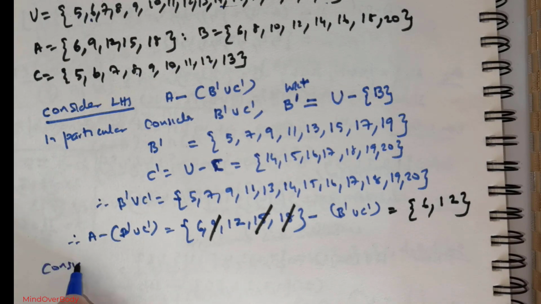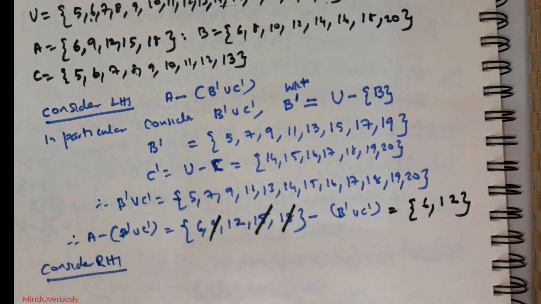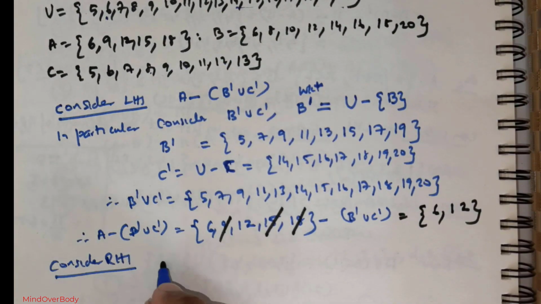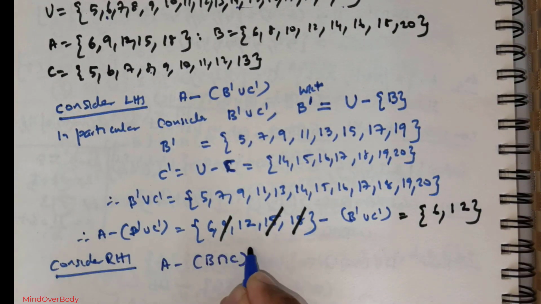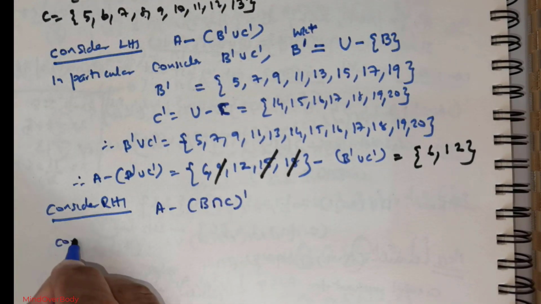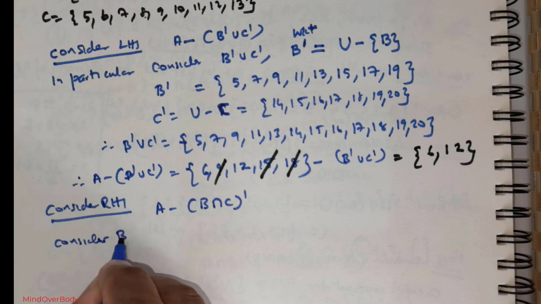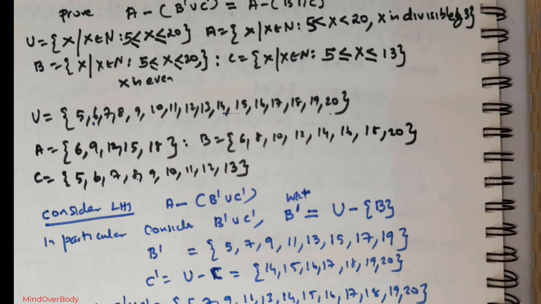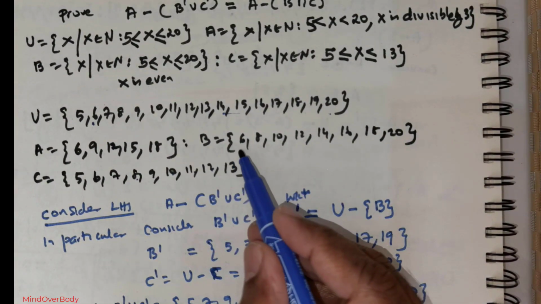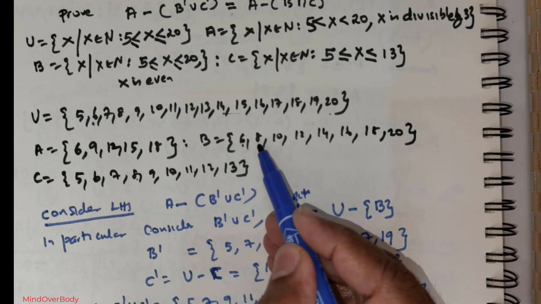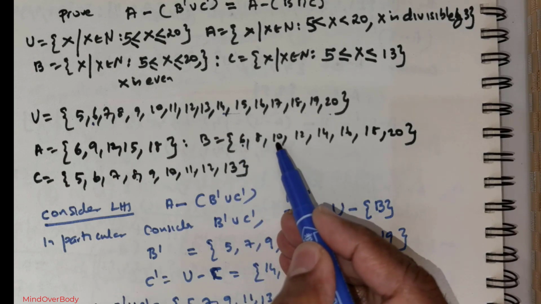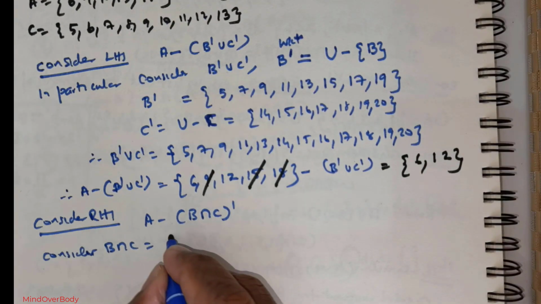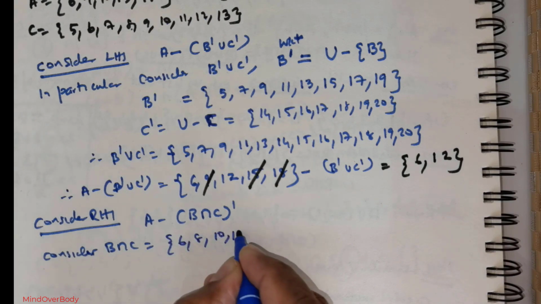Consider the right hand side. So what do we got on the right hand side? Right hand side is this. Right? So A difference of B intersection C complement. So in particular consider B intersection C. So what is my B? I need to take you back to the question. My B intersection C. So I've got a 6, I've got a 8, I've got a 10, and I've got a 12. That's all. 6, 8, 10, 12. That's it. So this is going to be 6, 8, 10, 12.